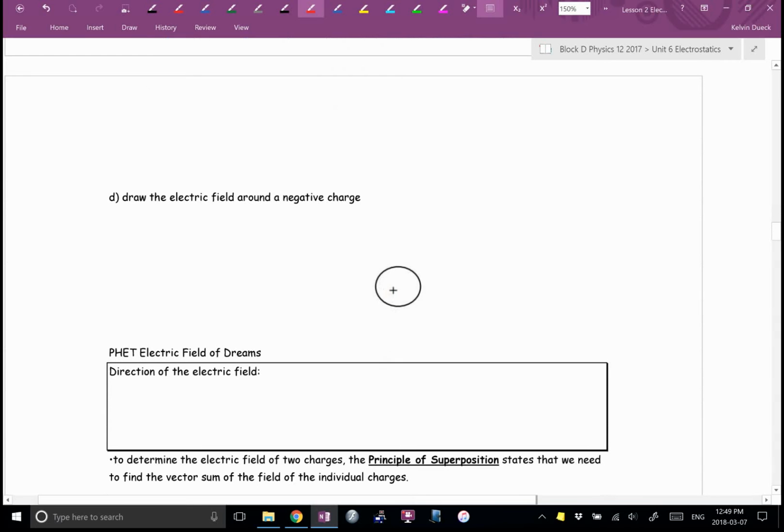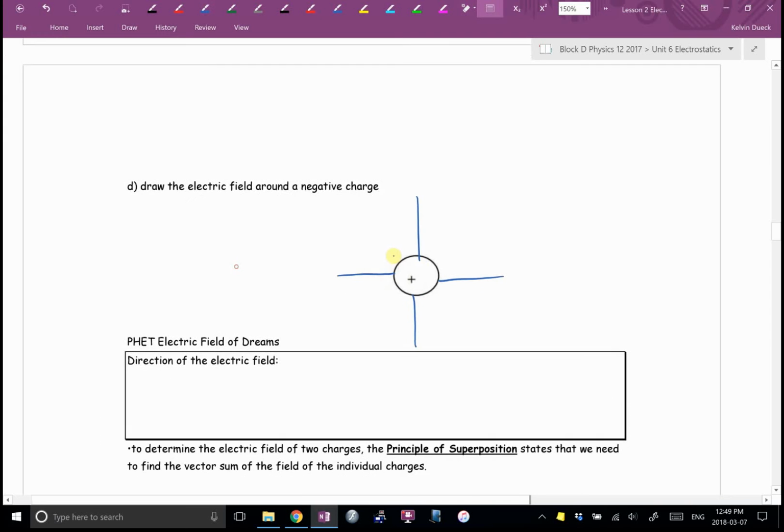So if I drew the electric field around a negative charge, on this vertical line at the top, which way would a positive want to move if it could? Towards the charge. So you know what? This one will have all of its arrows pointing towards the charge. And you know what, Sarah? I'll just do four lines to indicate that charge is half as big as the one I did before.